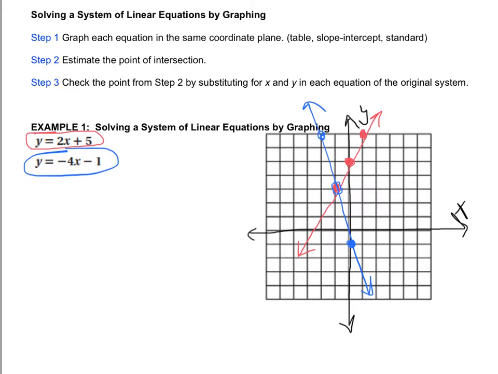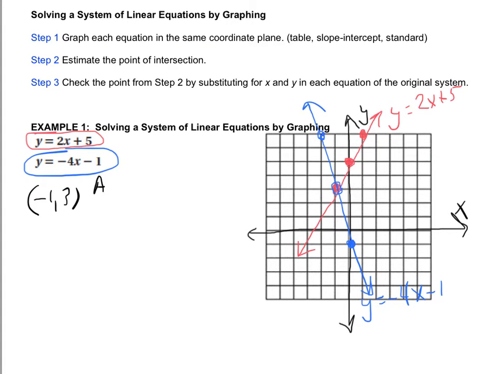We also want to think about labeling our graphs so that anyone can look at our graph and know which one is which at any time. So I do want to make sure that I have those in here. Okay, so that's step 1, graph each equation on the same coordinate plane. Step 2 says, tell us what you think the point of intersection is. Well, the point of intersection appears to be right here. Okay, so the point of intersection appears to be (-1, 3).